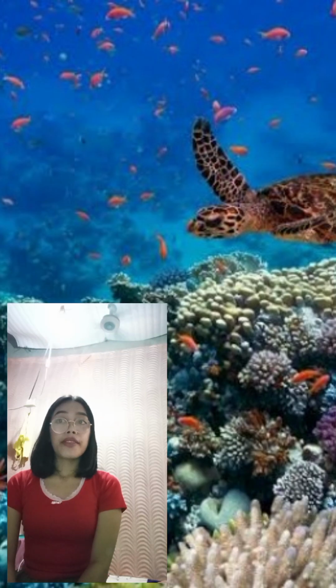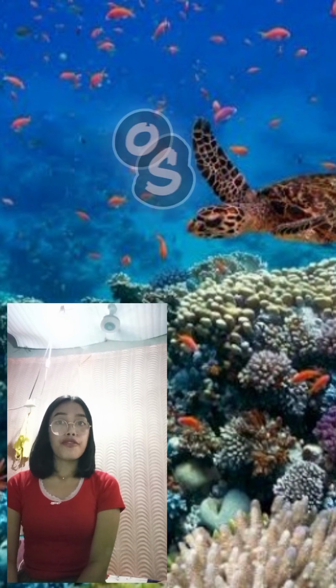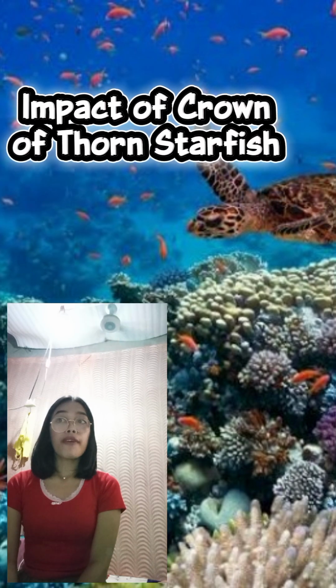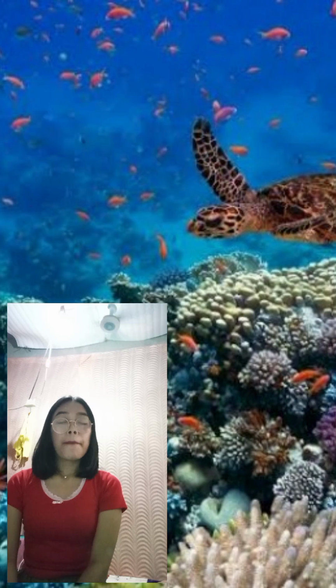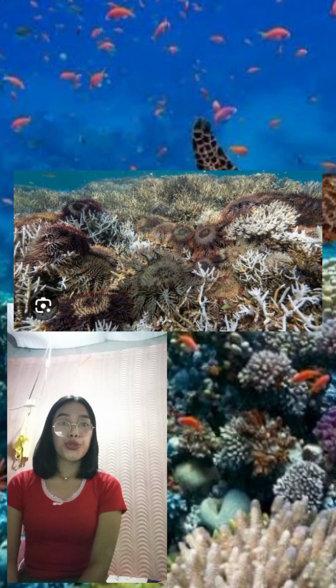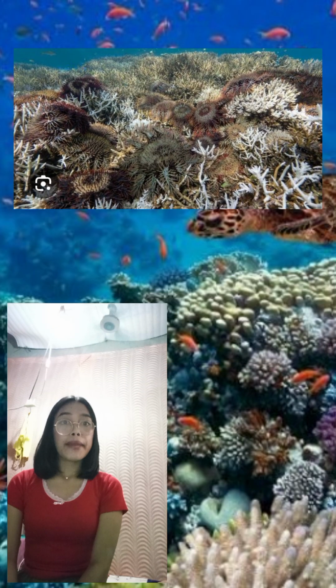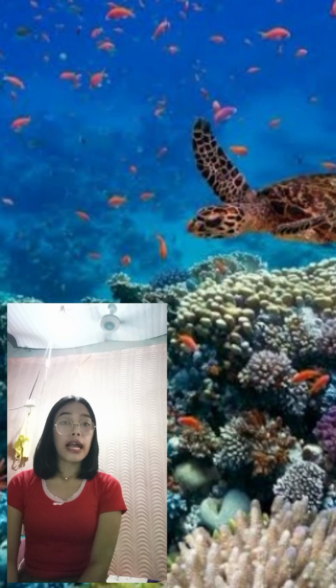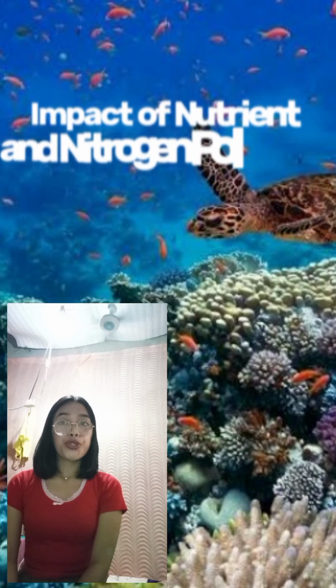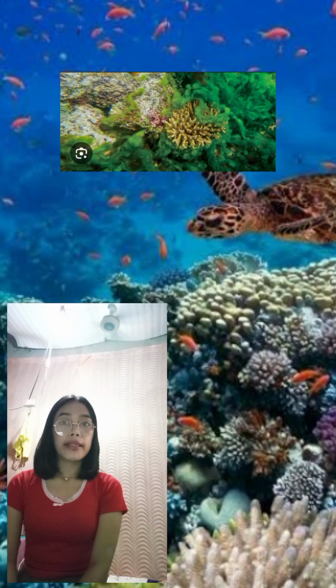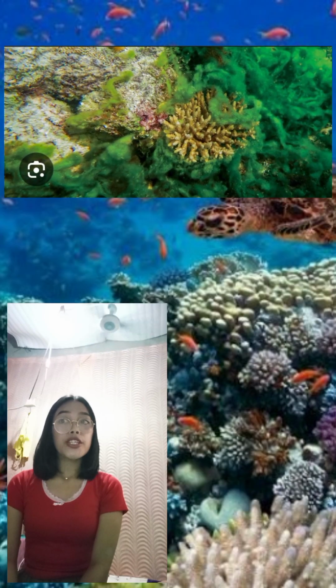Now, let's compare these two threats. The impacts of crown-of-thorns starfish are acute and often localized during outbreaks, but the damage can spread regionally. Severity is high because coral cover can collapse quickly. The impacts of nutrient pollution are chronic and widespread, often acting continuously over years.